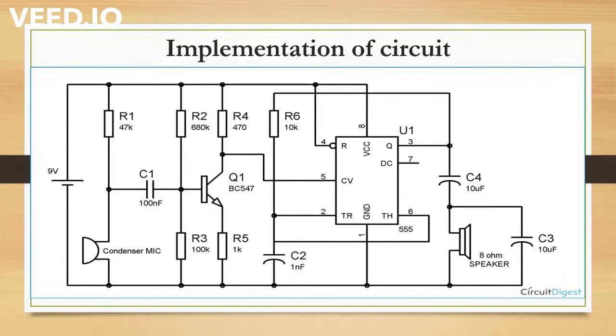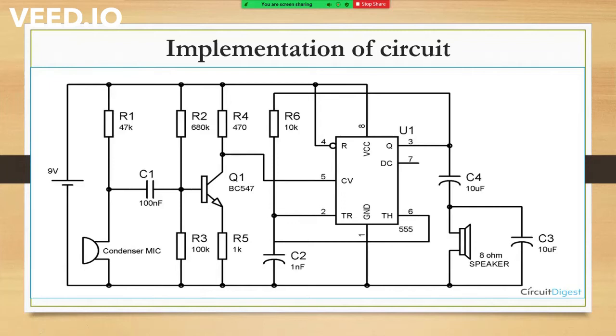As we can see on our screen, this is the circuit diagram for the hardware simulation that we are going to do. Basically, this circuit is divided into two parts. The first is our preamplifier circuit that consists of the BC547 transistor, the condenser mic from where input will be given, resistors and capacitors. The second part consists of an 8 ohm speaker for the output and the 555 timer IC that is oscillating in astable multivibrator mode, approximately 66,000 kilohertz.